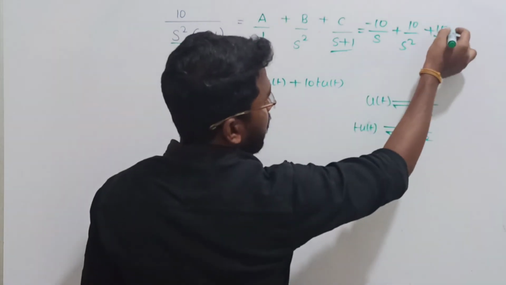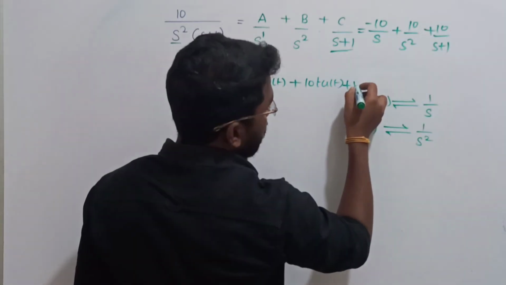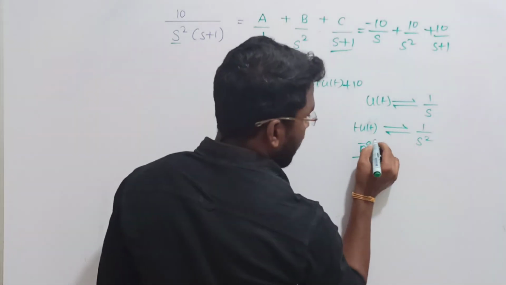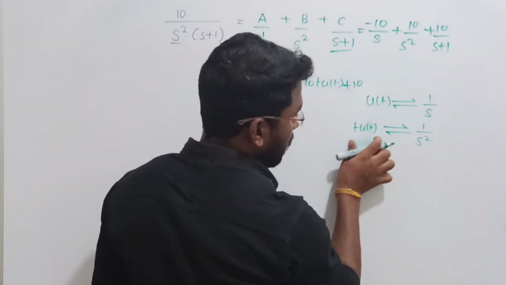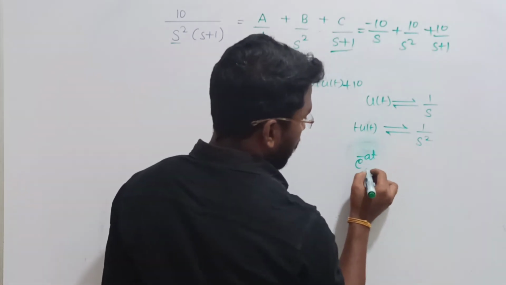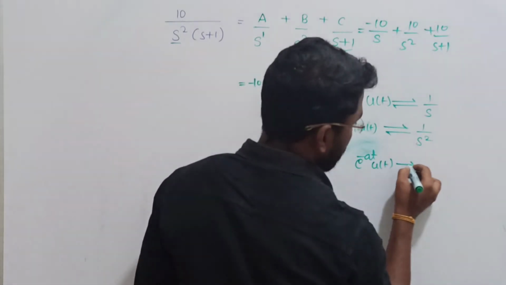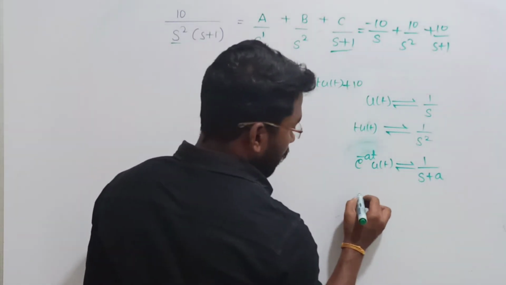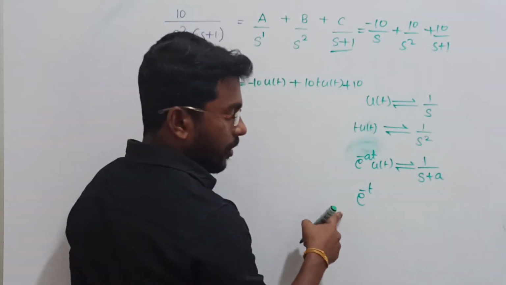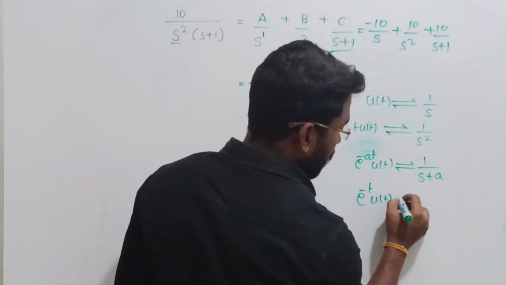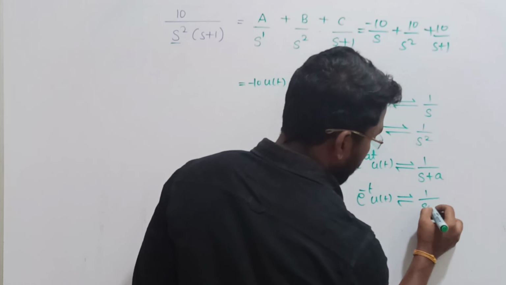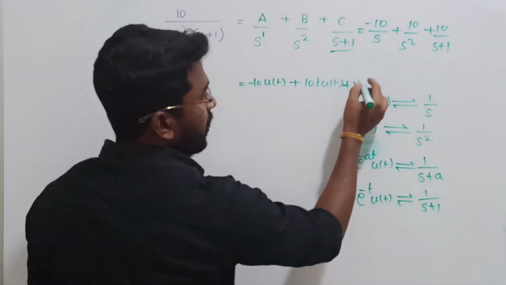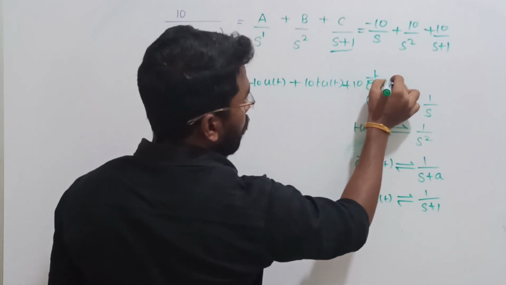Third one, once again plus 10 is arbitrary constant. What we saw in our yesterday class, Laplace of e power minus at into u of t, and its corresponding Laplace can be written as 1 upon s plus a, right? If the value of a is going to be 1, so that will become e power minus t into u of t such that its Laplace is going to be 1 upon s plus 1. So what is the conclusion? 1 by s plus 1 can be replaced by e power minus t into u of t.